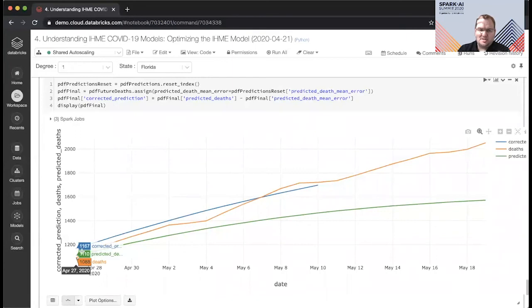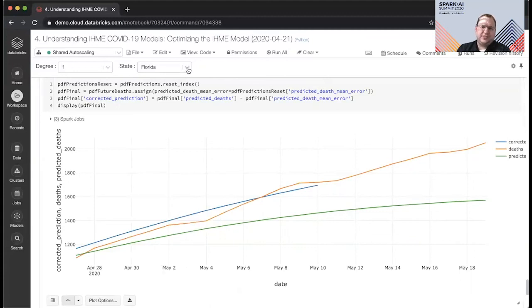So you can see right here in the beginning, the original predicted values were actually better. But as time goes on, our corrected values are actually closer. Again, the green line is the original predicted values, the orange line is the actual number of total deaths, and the blue line is our corrected deaths. As we get farther out, on May 7th our model was only off by 2, whereas the original predictions were off by almost 200. So obviously our corrected predictions were much closer than the original predictions.